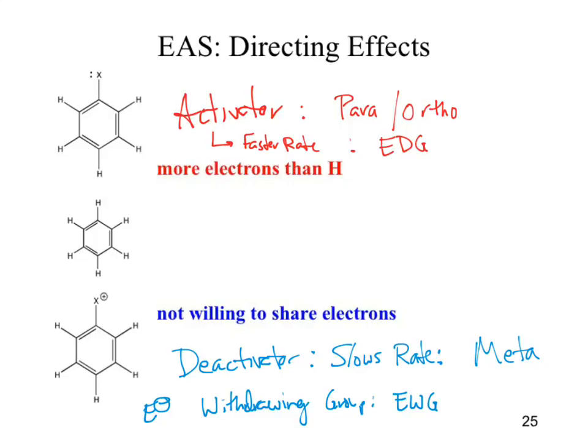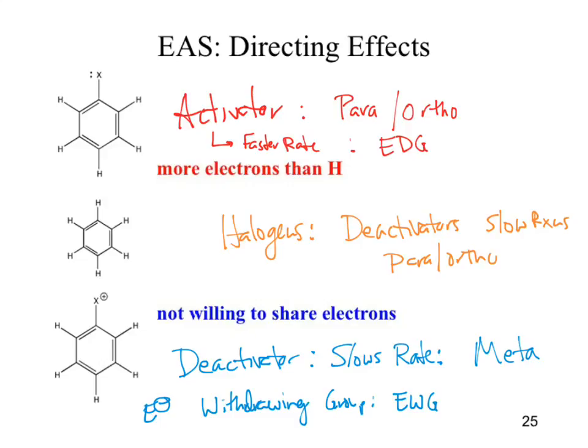So that works for all atom X's except your halogens. Your halogens float in the middle of this. They are deactivators, so they will slow reactions. Exception. Yeah, it is definitely an exception. Slow reactions, but then direct to the para-ortho positions.